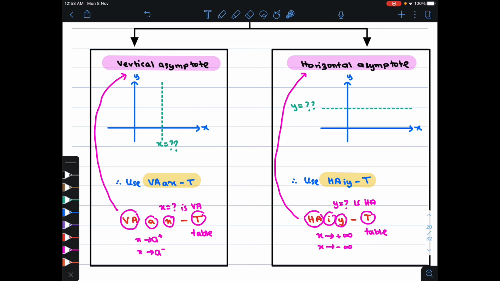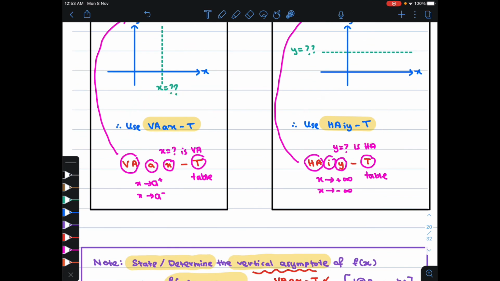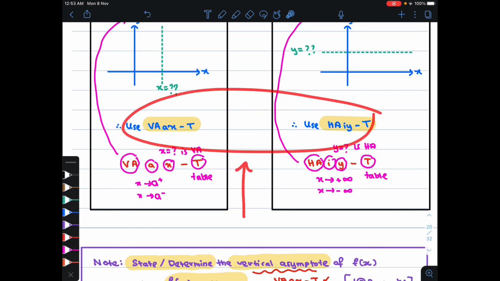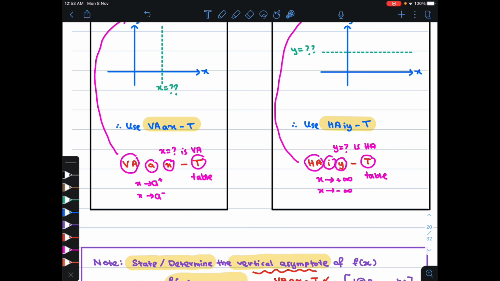Note that VEXT and HIT find vertical and horizontal asymptotes, and it actually proves why a certain value of x and y are the vertical asymptotes and horizontal asymptotes by using limits. So basically, you're applying chapter 8 limits in order to show that x equal to something and y equal to something are the asymptotes of a certain function.